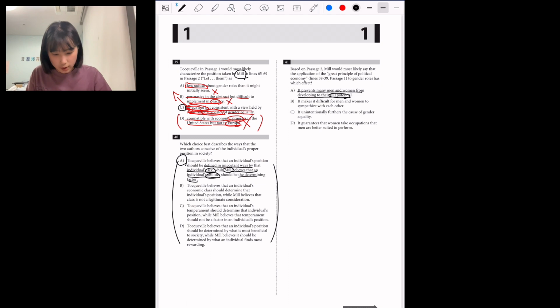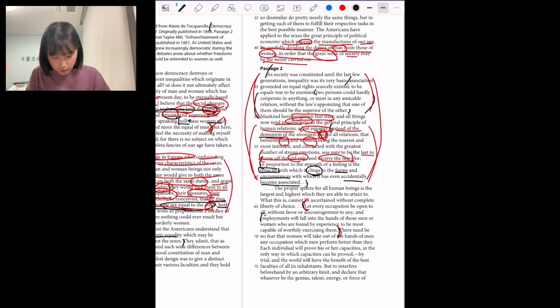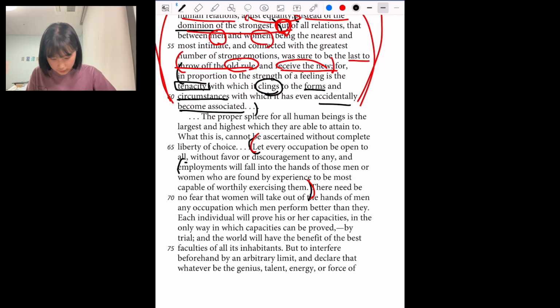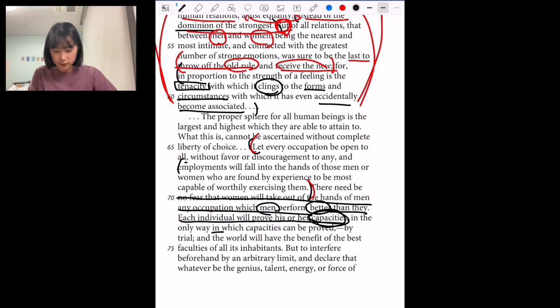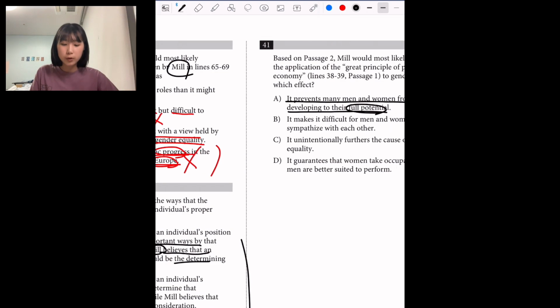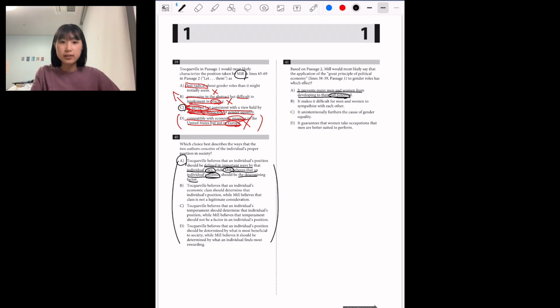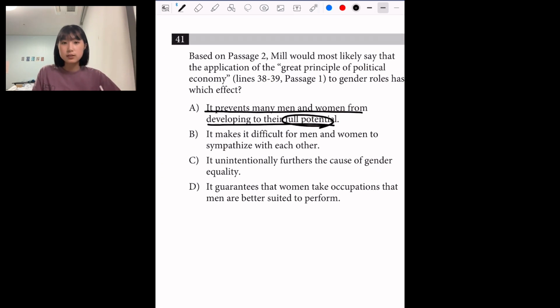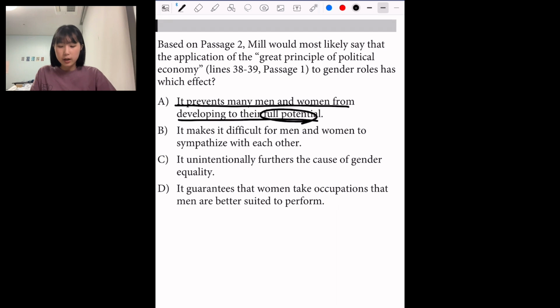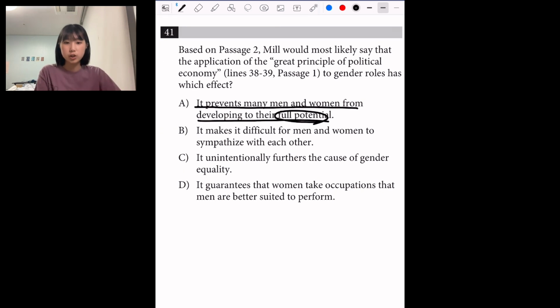We're going to look back at Mill's argument in passage 2 about ability. There need be no fear that women will take out of the hands of man any occupation which men perform better than they, and each individual will prove his or her capacities in the only way in which capacities can be proved, by trial. So it's saying that we will only know whether men or women will be good at the task if we let them carry it out first and see whether their capabilities stand. If this is not the case, their capabilities will not even be able to be projected in society. They won't be able to be proven. So it prevents men and women from developing to their full potential because of their gender, and because equal rights and opportunities are not given to each gender. So the answer for question 41 would be A.